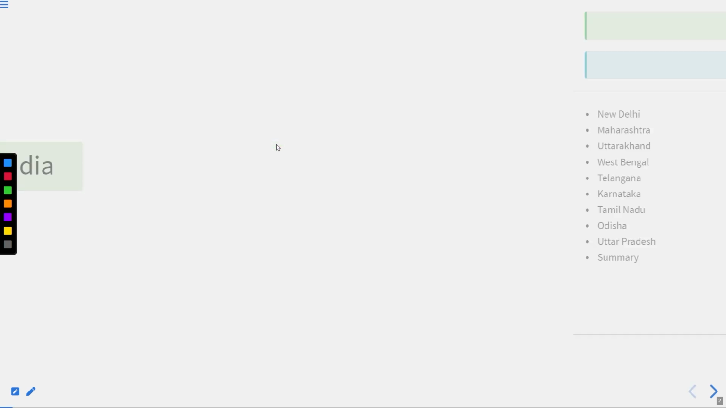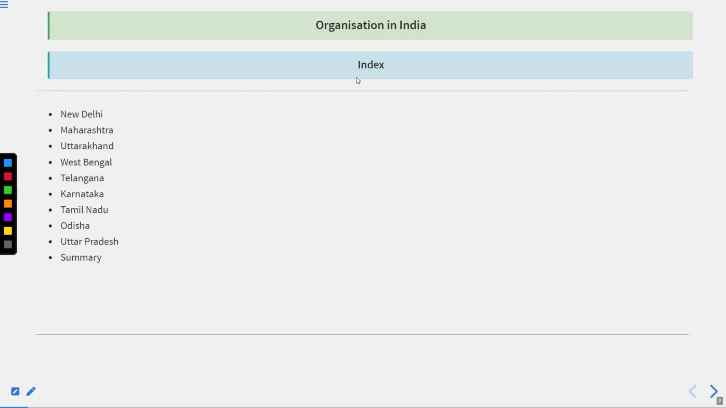Now let's begin with the topic and the index. In this, we will see the places where we have the key organizations of the country. First, New Delhi. Second, Maharashtra. Third, Uttarakhand. Fourth, West Bengal. Fifth, Telangana. Sixth, Karnataka. Seventh, Tamil Nadu. Eighth, Odisha. Ninth, Uttar Pradesh. At last, we will have the summary of all of these as usual.